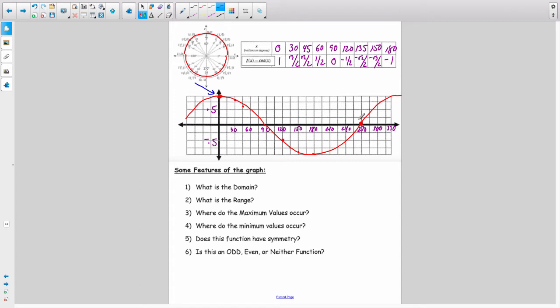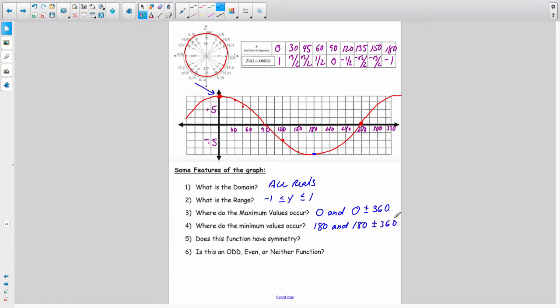So very similar. The domain is all reals. The range is y greater than or equal to -1, less than or equal to 1. In this instance, the maximums are occurring at 0 degrees and anything coterminal with 0. The minimums occur down here at 180 and anything that's coterminal with 180.